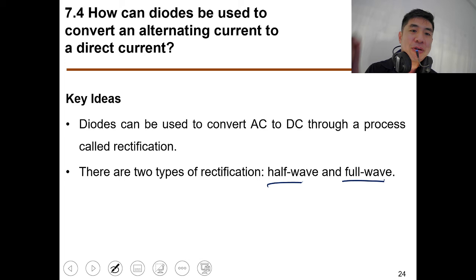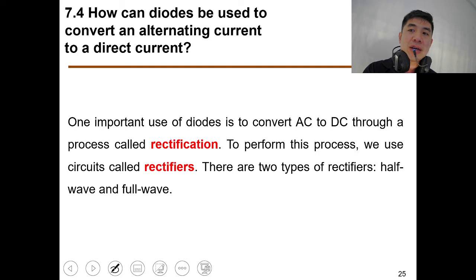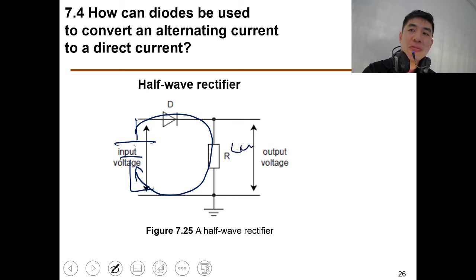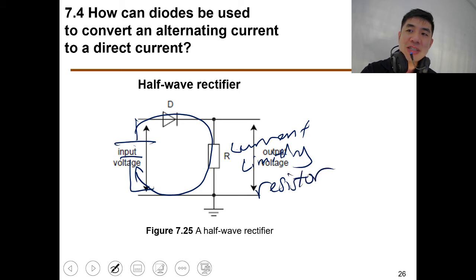Now let's start with half wave first, because in order to understand why the full wave is needed, you must know what the half wave is first. Let's have a look. I'll just skip this slide. So this is the half wave rectifier. If this is the battery, connected to the battery, it will go in this loop. This R is known as the current limiting resistor. This is the current limiting resistor.